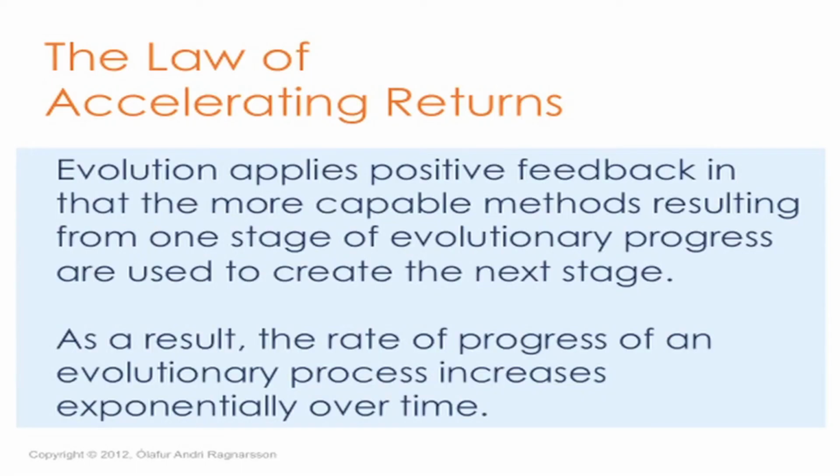Listen to this. There is a law that this guy has, the law of accelerating returns, which says that evolution applies a positive feedback in that more capable methods resulting from one stage of evolutionary process are used to create the next stage. So you have something, the adjacent possible will tell you this is what you can do now, but this grows, this accelerates. As a result, the rate of progress of an evolutionary process increases, accelerates, like I talked about.